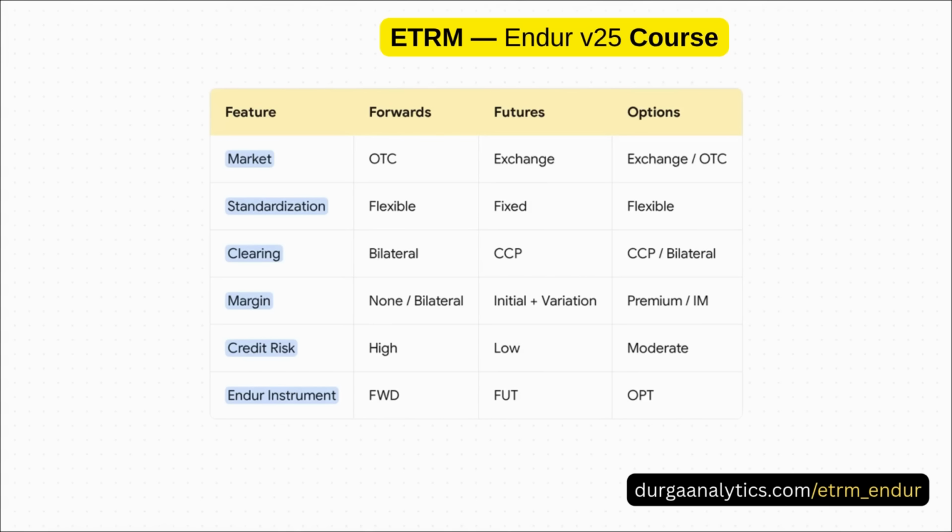You know, this slide really gets to the heart of the matter. It shows us this fundamental trade-off between flexibility and risk. On one end of the spectrum, you've got forwards: complete flexibility, but a high degree of credit risk. On the other end, you've got futures: highly standardized but very low credit risk, thanks to that magic of central clearing. And then right in the middle, you have options, which can be either customized or standardized depending on what you need. And inside Endor, each of these instruments has its own unique identifier, FWD, FUT, or OPT, so you can easily track and manage everything.